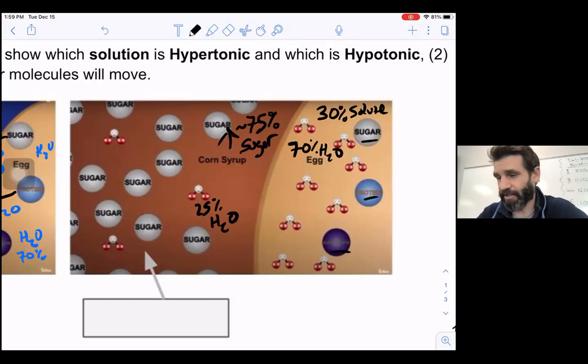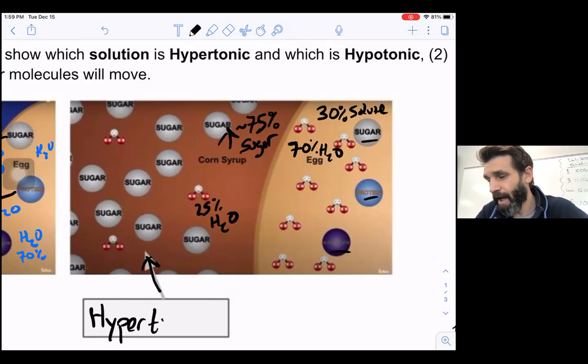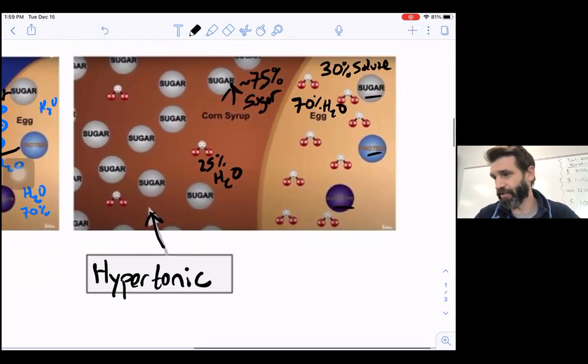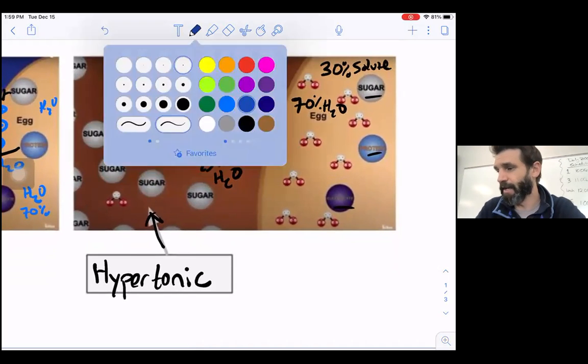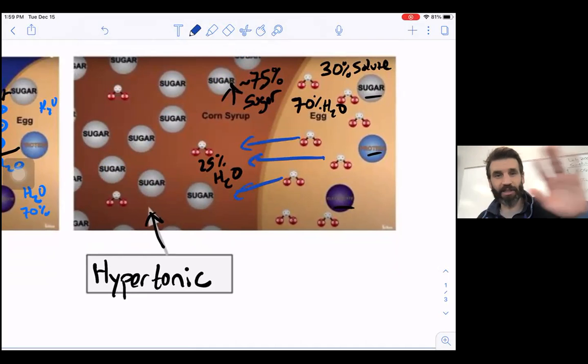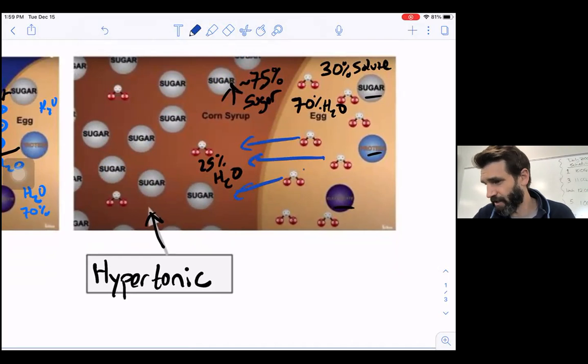It's got a high concentration of dissolved sugar. And this makes this solution out here now called hypertonic. Hyper meaning more, like hyperactive, you're more active. So this is more dissolved stuff. So this means water will leave this egg and try to dilute the sugar on the outside. So these little molecules here represent water, okay?